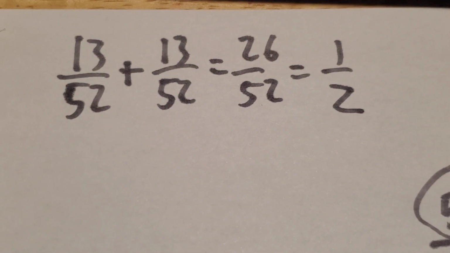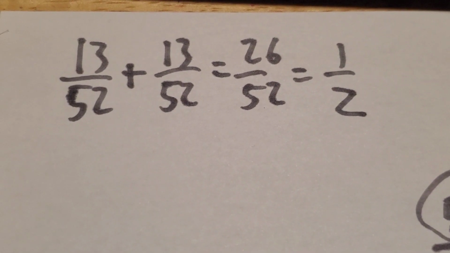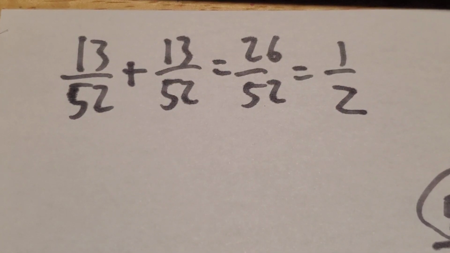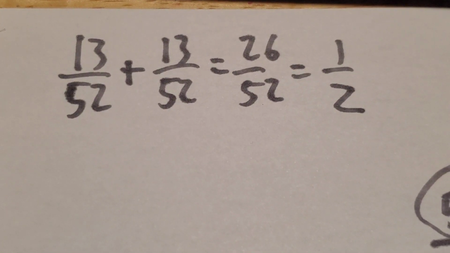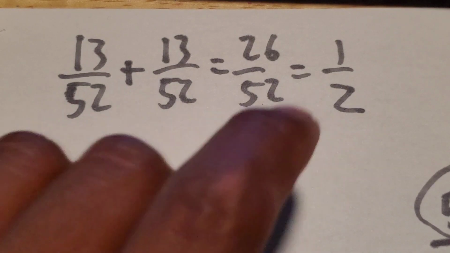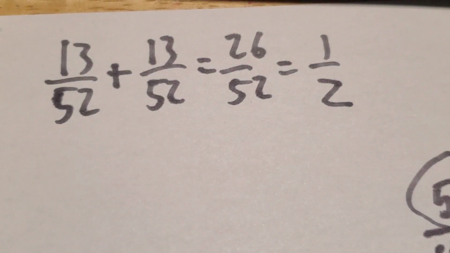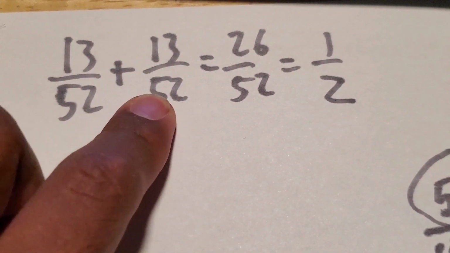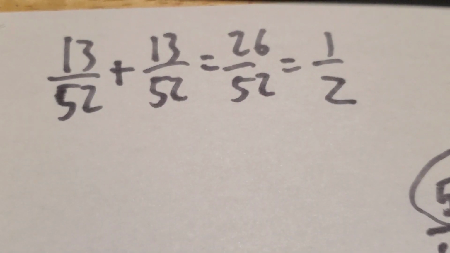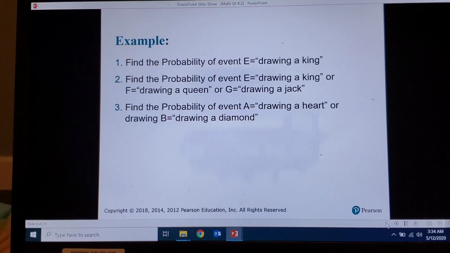And that makes sense because 26 of those cards already is half the deck. So that means half of those cards are hearts and diamonds. So that's how we have our half here. We have hearts and we have diamonds, and that ends up making half of the deck. So there's a 50-50% chance that you're going to select a heart or a diamond from a deck of 52 cards.